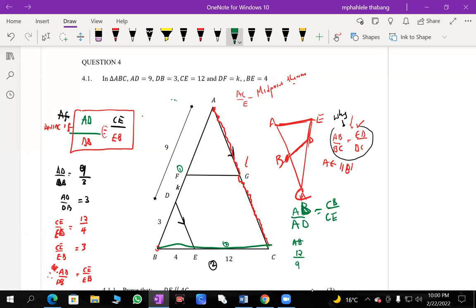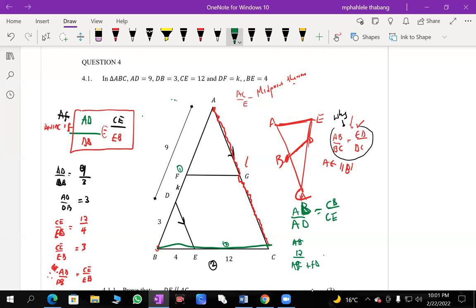So AD, you are reading it as AF plus FD. Now I get what you are saying. What do you want to achieve? What do you want to get? You want to solve for FD.